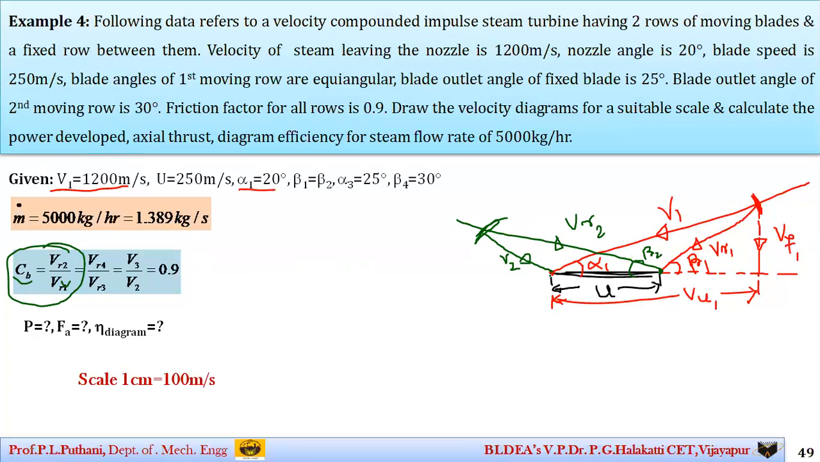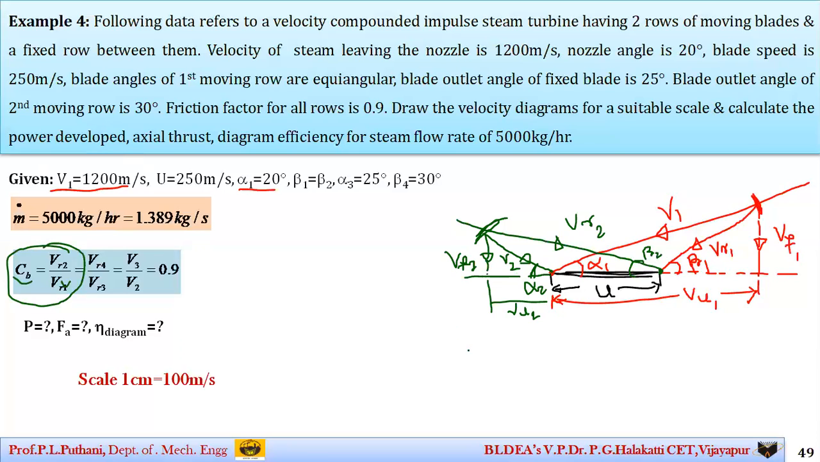And extend this to the other side here, on the same side, both vertical and horizontal lines. This is VF2, and here this particular angle is alpha 2. From here to here I get it as VU2.